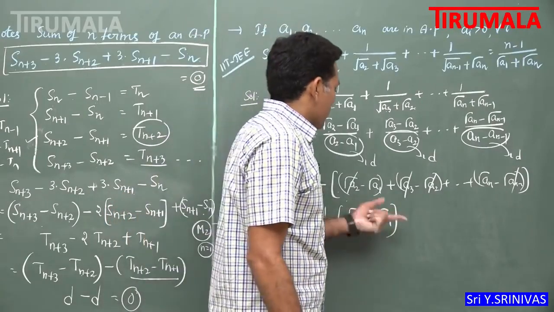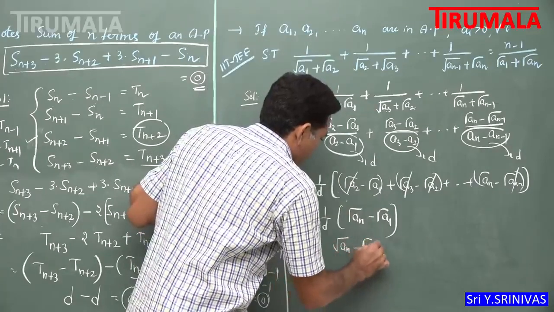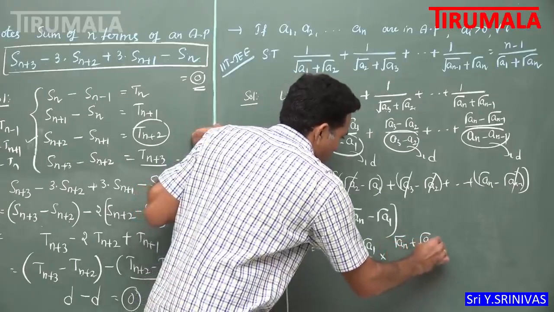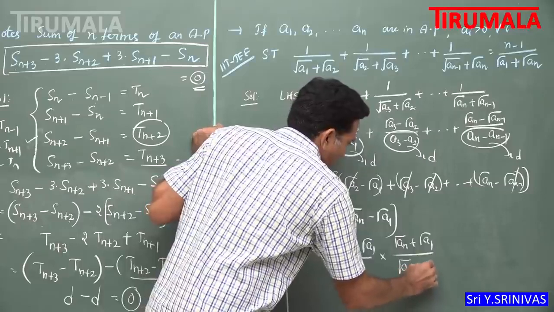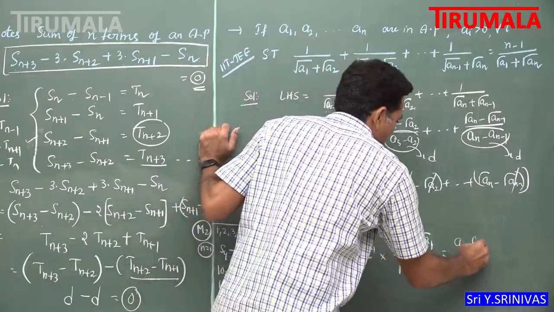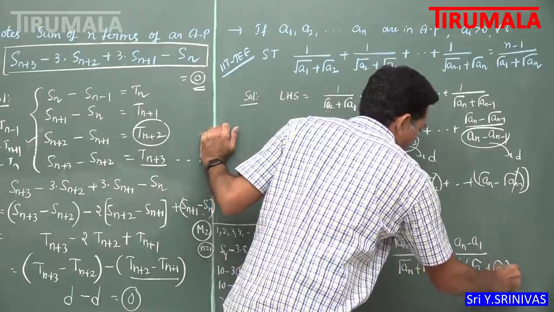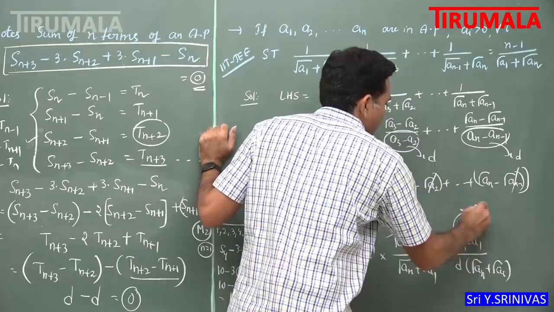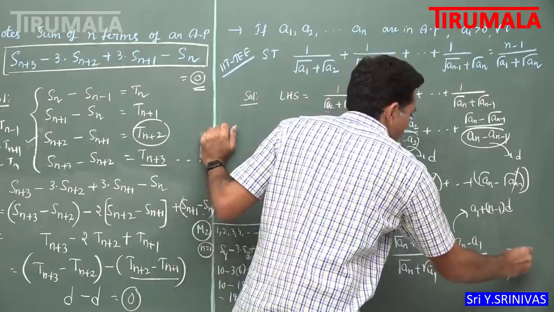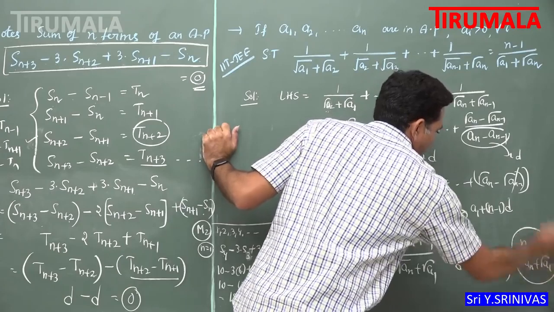Now, again, rationalize the numerator. What is here? Root an minus root a1 by d. Multiply with root an plus root a1. It is a minus b, a plus b. It is an minus a1 by d into root an plus root a1. What is an? The nth term of AP, a1 plus n minus 1 into d. Now it is n minus 1 by root an plus root a1, which is the answer.